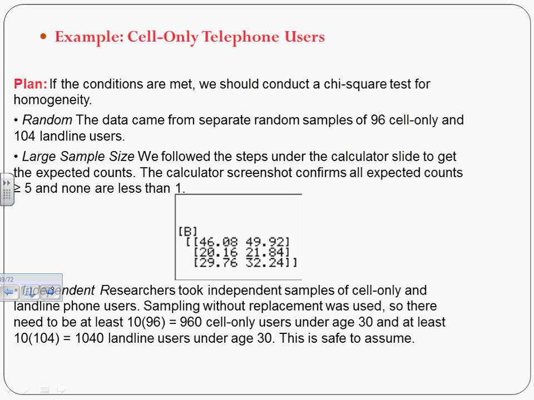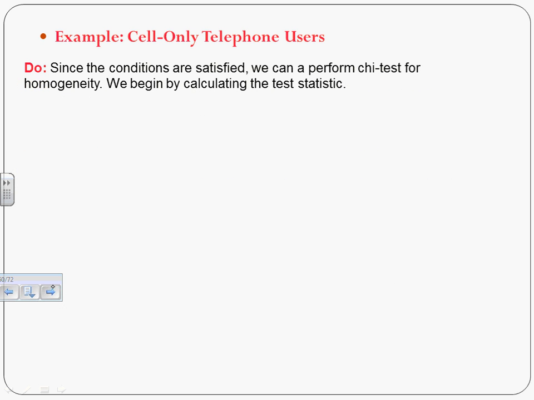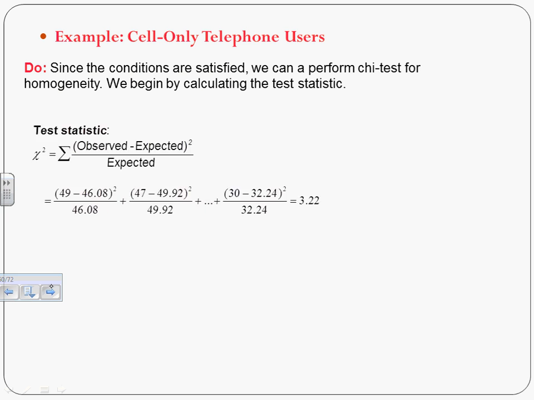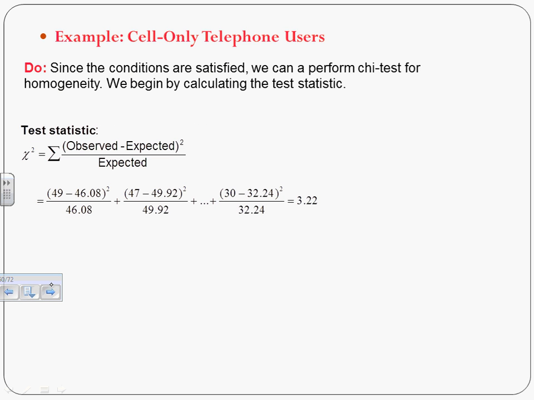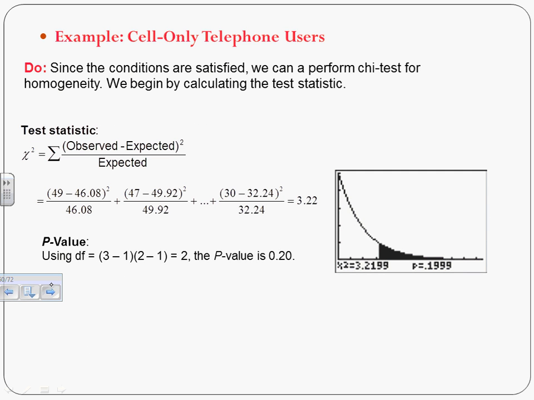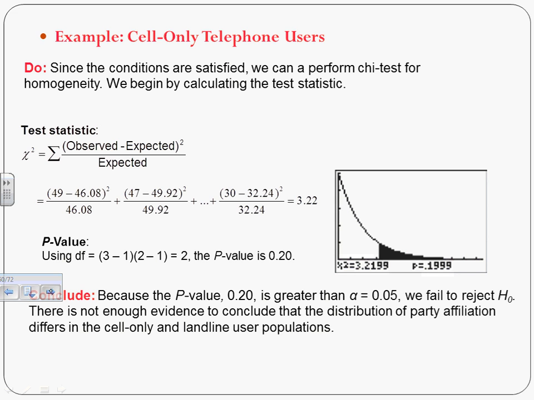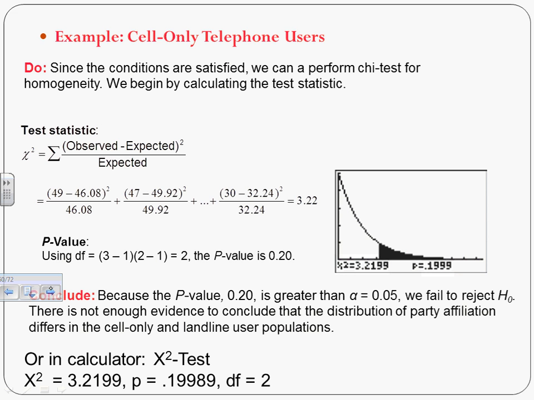And is it independent? Yes. Find our chi-squared statistic, find our p-value. Again, you can find this in your calculator by doing your chi-squared test. And we got a p-value of 0.19989 approximately.